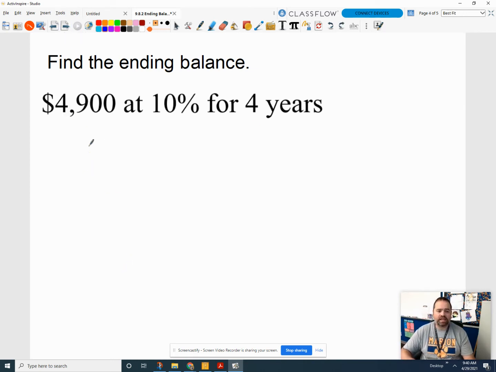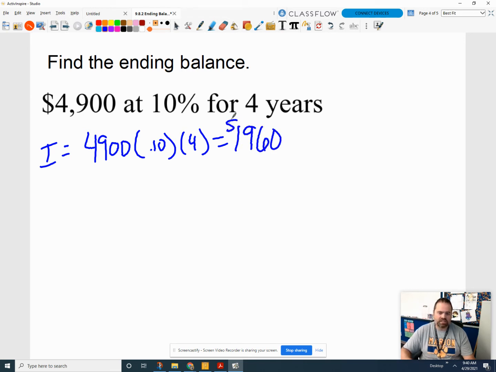Okay, these aren't going to get any harder. These are super straightforward. To get your interest, you're going to take your principal times your interest rate times the number of years you leave this alone in the account. So this guy is a pretty hefty sum of money: $1,960. And then to get our ending balance, I'm going to add that back on to the $4,900 we put in. That's going to bump us up to $6,860.